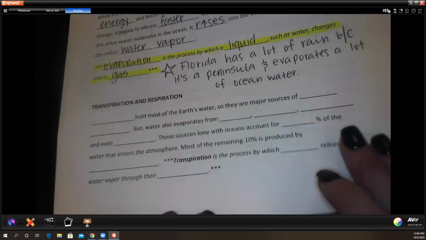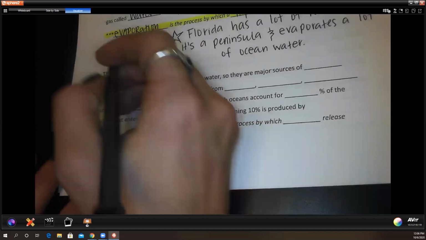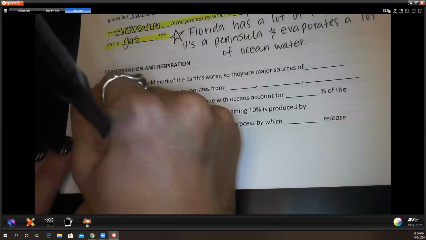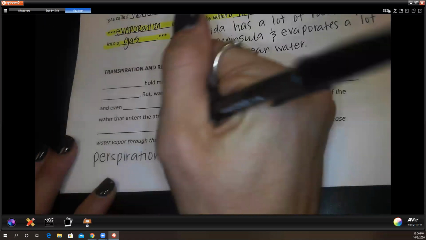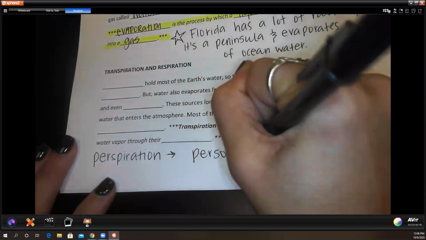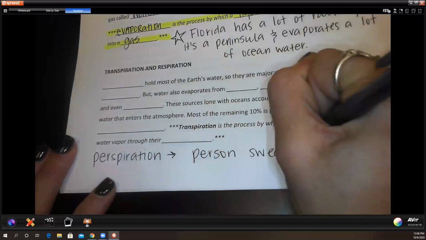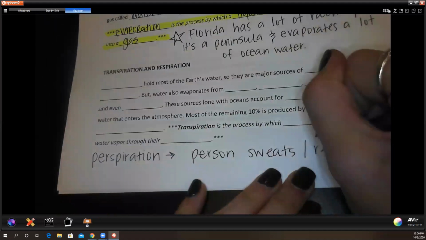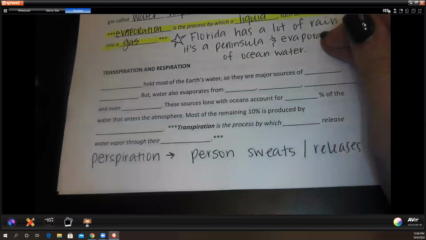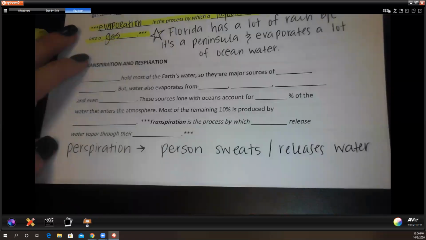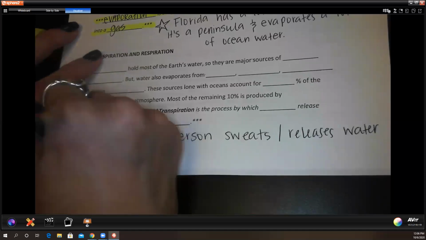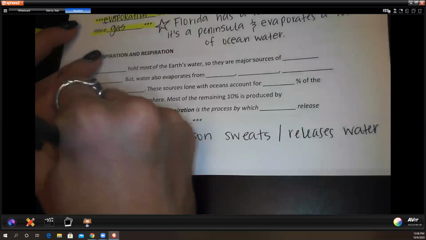Yes. So I have a trick to show you. When a person sweats, it's called perspiration. Write this at the bottom for me. When a person sweats, or releases water. I'm talking. Just listen, right? Perspiration is when a person sweats. When a tree sweats, it's transpiration.